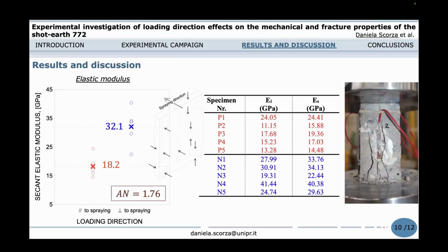The results obtained from the elastic modulus test are plotted in this graph in terms of the stabilized secant elastic modulus. For the specimens loaded parallel to the spline direction, the mean value is equal to 18.2 gigapascal, whereas a value of 32.1 gigapascal is obtained for the specimens loaded perpendicularly. Also in this case, the relative difference is significant, of about 77%, with an anisotropy ratio equal to 1.76.